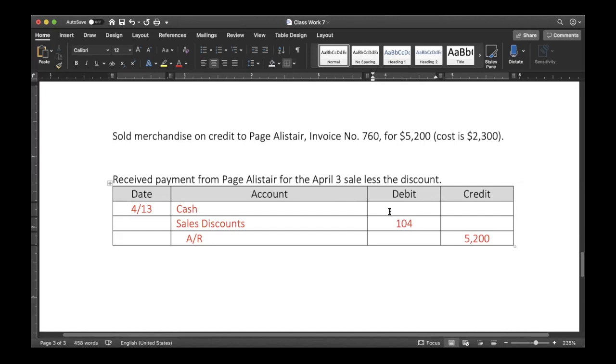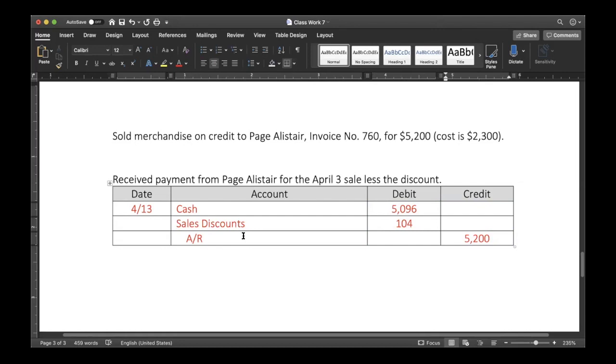The cash amount would be how much Paige Alistair is really paying us. It'd be $5,200 minus 104. Therefore, it'd be $5,096 is what Paige would be giving us. This is what the normal journal entry looks like. It's lengthy. It takes up 3 lines. You have to remember all these account names.